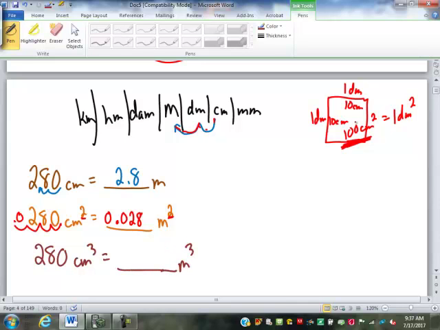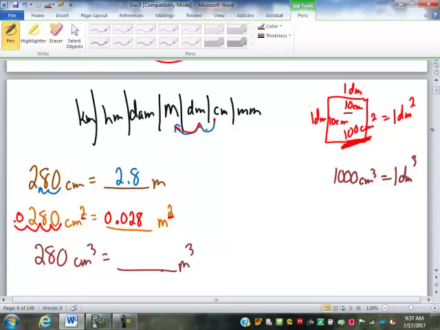Well, if it were cubed, that would be 10 by 10 by 10, which is 1,000. There'd be 1,000 cubic centimeters in 1 cubic decimeter. And that goes for any place on the chart. So now if it's cubic, every place on the chart is multiplying or dividing by 1,000, which moves the decimal point 3 places.